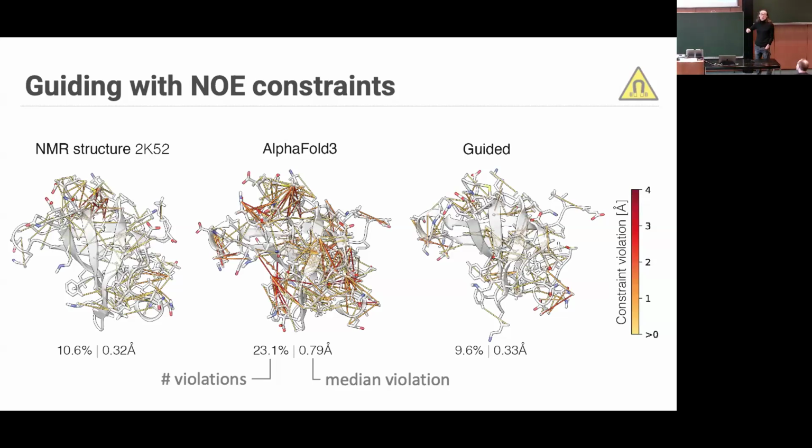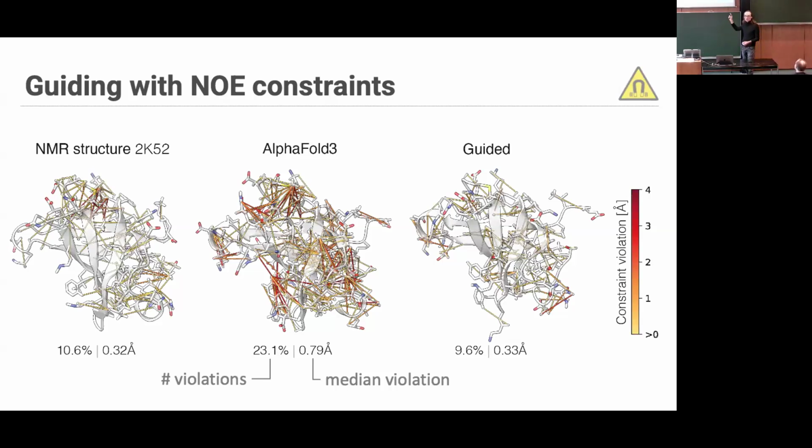AlphaFold gets it really wrong. So 1/4 of the constraints is violated. Also, the violation is quite strong. You see basically all those violated distances here with the color bar. And when we guide AlphaFold with distance constraints, we actually get better results. So in many cases, we get better results than what people obtain with molecular dynamics, with the exception that this runs in 2 minutes, right?